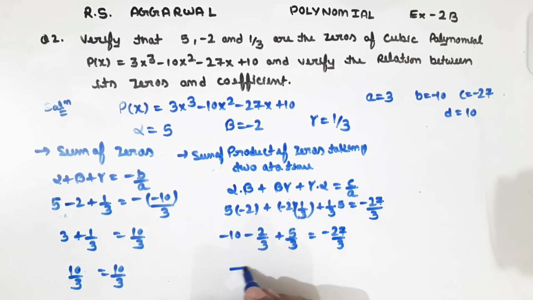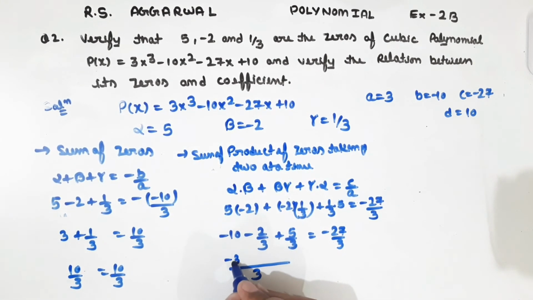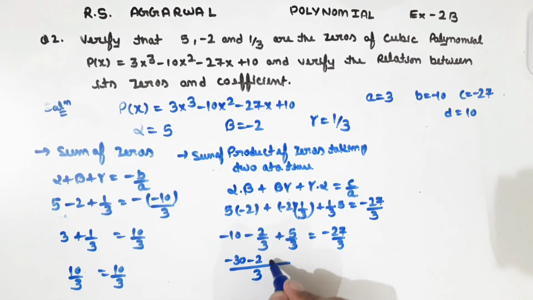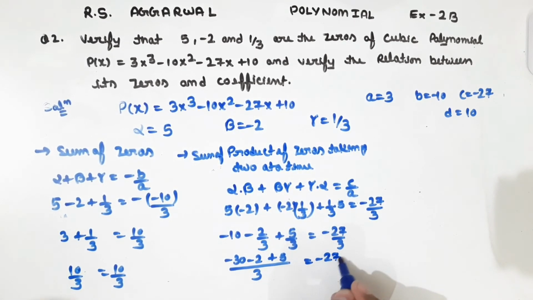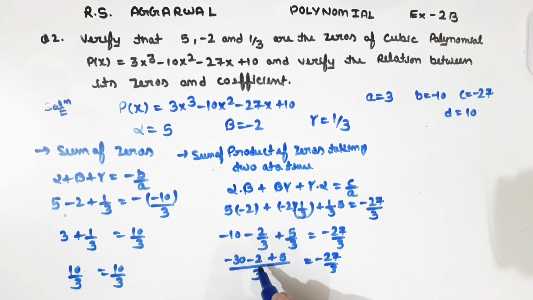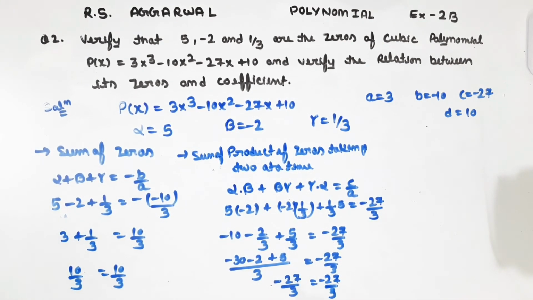So here 3 is our LCM. So this will become minus 30 minus 2 plus 5 equals minus 27 upon 3. So minus 30 and minus 2 will be minus 32 plus 5. This will be equal to minus 27 upon 3 equals minus 27 upon 3.